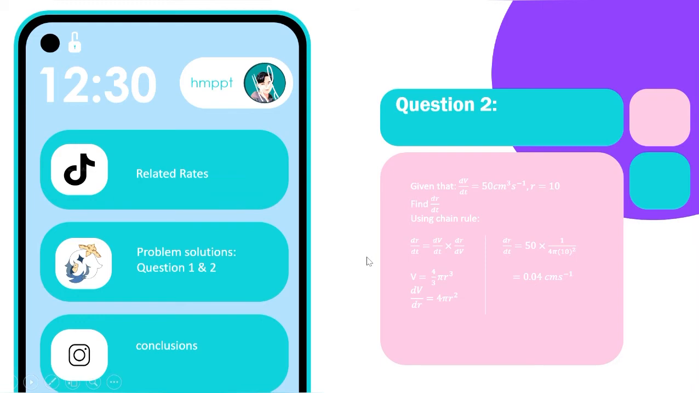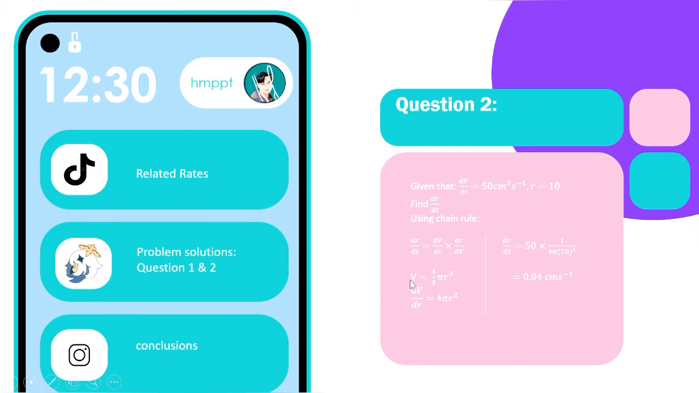For question number 2, it has been given that dV over dt is equal to 50 centimeter cubic over second and the value of r is equal to 10. Right now we have to find the value of dr over dt by using the same technique, which is the chain rule. So the equation will be dr over dt equals dV over dt times dr over dV. We already got the value of dV over dt. Right now the only value that we need to find to use this equation is dr over dV.